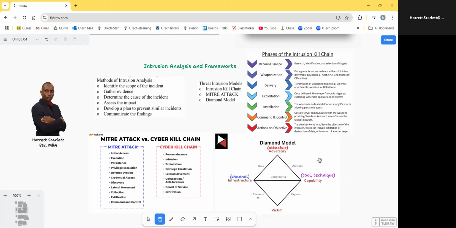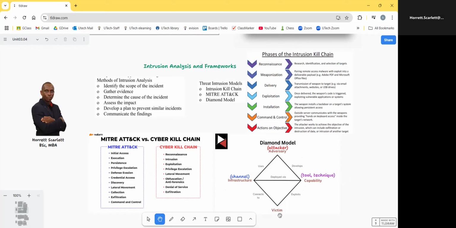Another model is the diamond model, and you'll realize that there are some similarities between all of these models in terms of identifying the person who is doing the attack, understanding the kind of vehicles that they are using, the tools that they are using, etc. So the diamond model has four pieces to it. There's the adversary or the attacker who is going to make use of some infrastructure or some channel, or vehicle, whereby they are going to deploy some sort of tool or technique that will exploit the victim. So that's it in a nutshell.